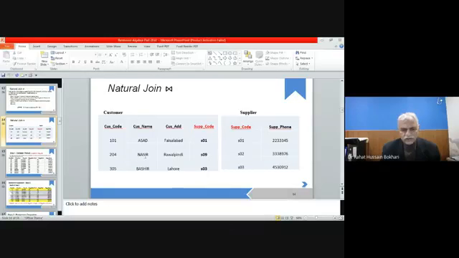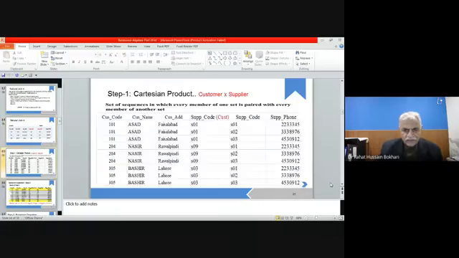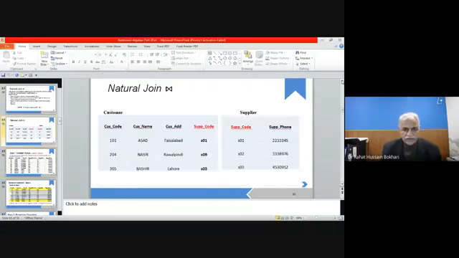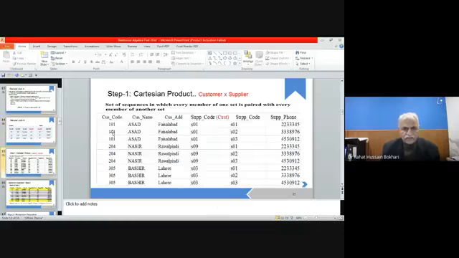The second row should be 204 Nasser, Rawalpindi, S09, S02, and this one. And the third row should be 204 Nasser, Rawalpindi, S09, and S03, and 4530912. That we have to see in the next slide. So these are the 9 rows related, and the number of columns in the relations, that is 4 columns in the customer relation and 2 columns in the supplier relation. So we will get 7 columns in the resultant table.